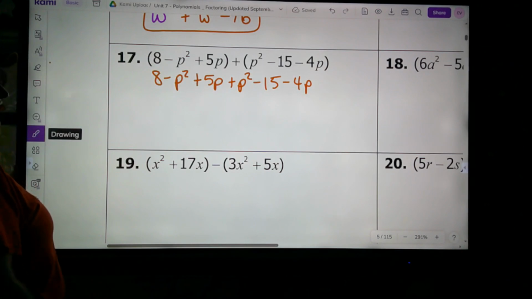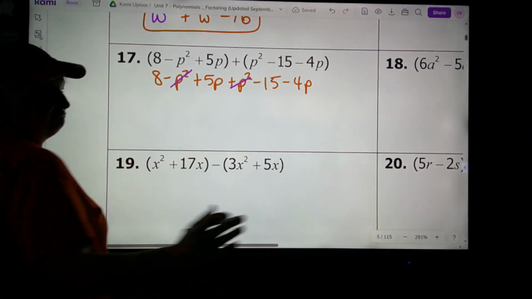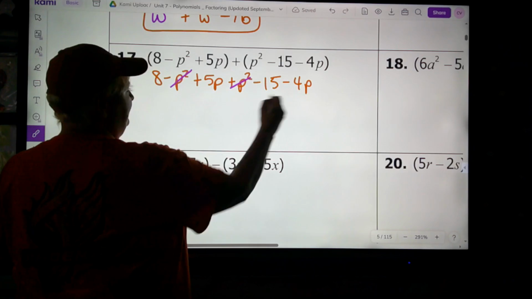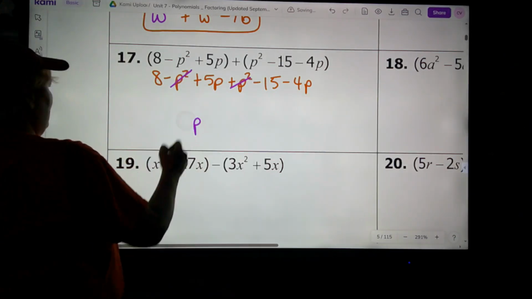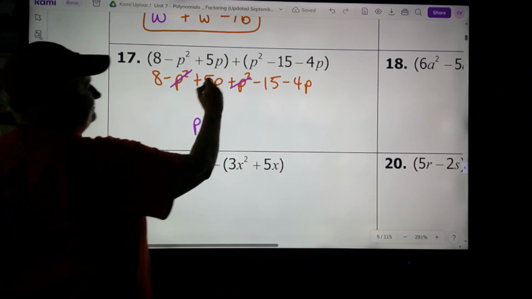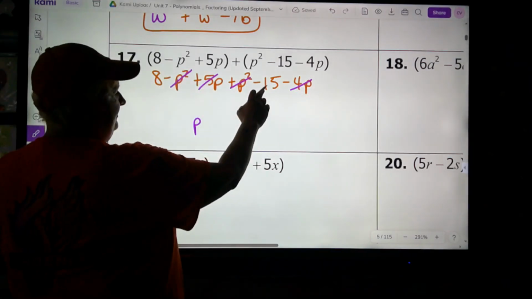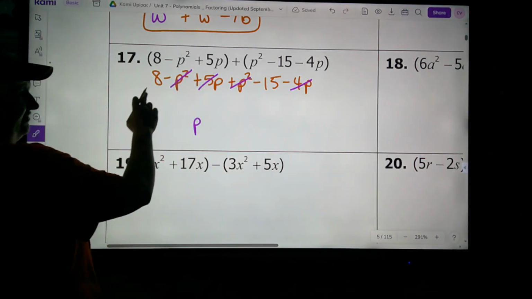P squared is my highest. We have p squared minus p squared. That means they're going to cancel out. I don't even have to write that down. It's a 0. Then we have 5p minus 4p, which is 1p. Do I need to write the 1? No. And then we have 8 minus 15, which is negative 7.